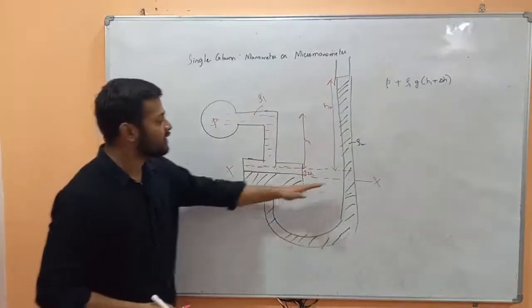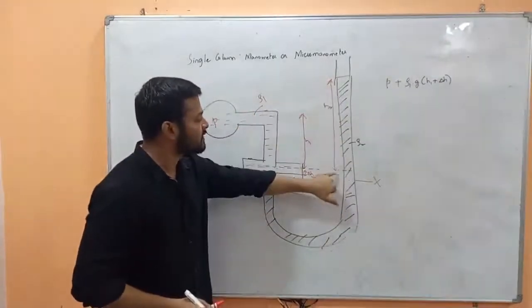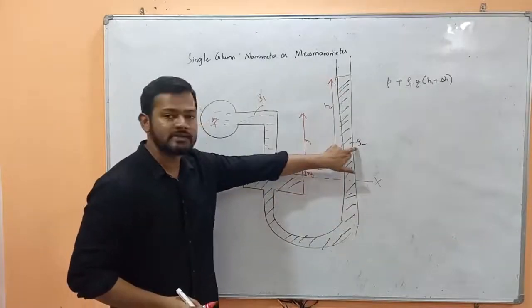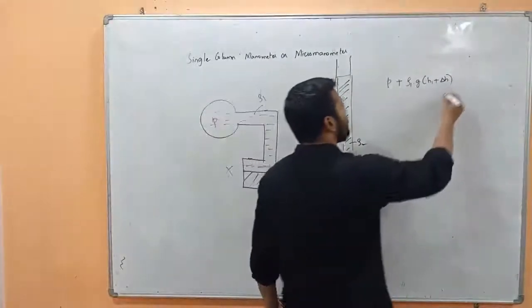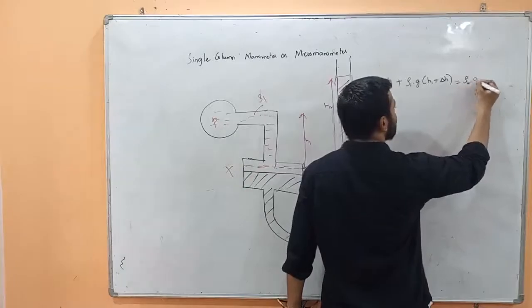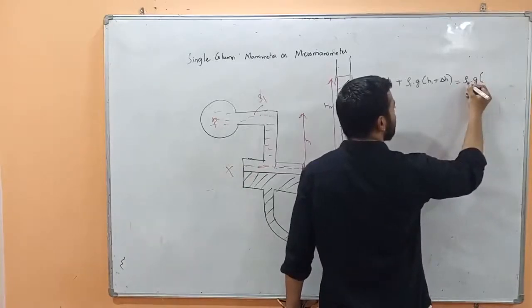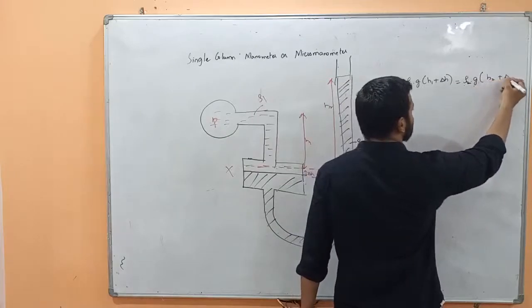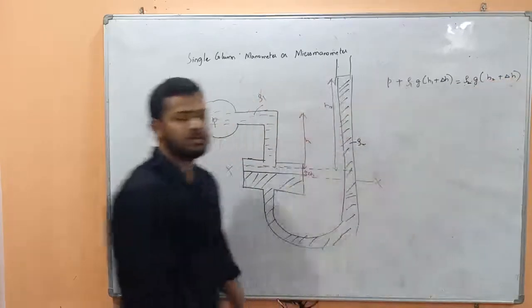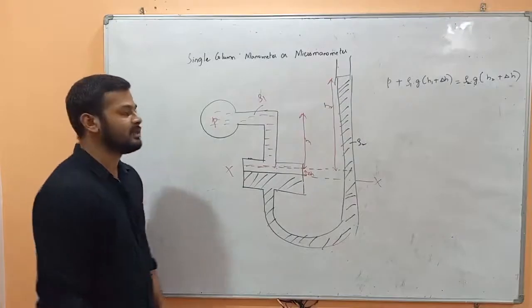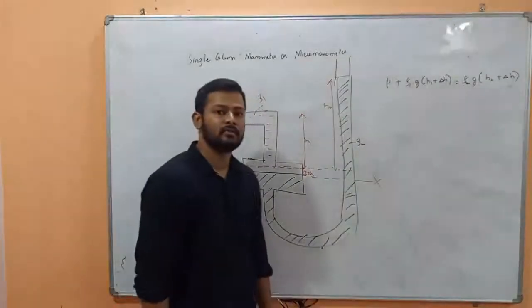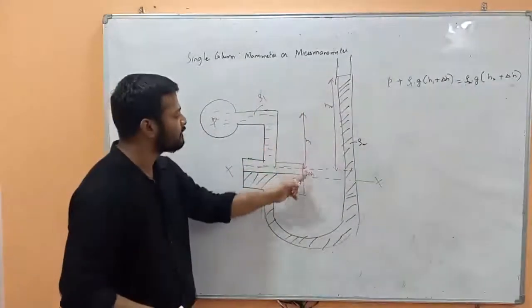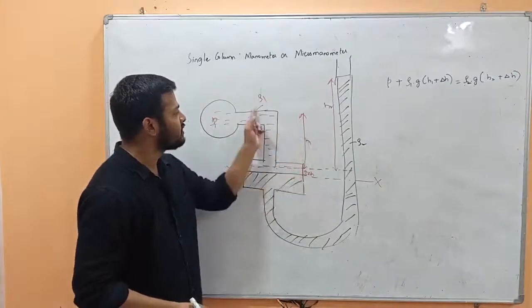And what is the pressure on the right side? H2 plus delta H, and the density of this liquid is rho 2. So the pressure on the right side is rho 2 g, where rho 2 is the density of the liquid. What is the total height? H2 plus delta H. See, in all the types of manometers the principle is the same, that is balancing of pressure. Just look at the height and the density of this liquid.